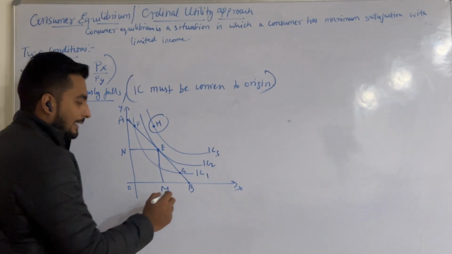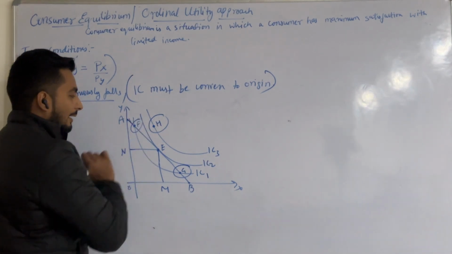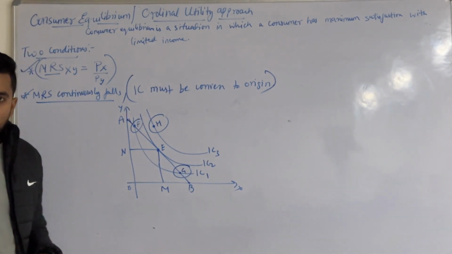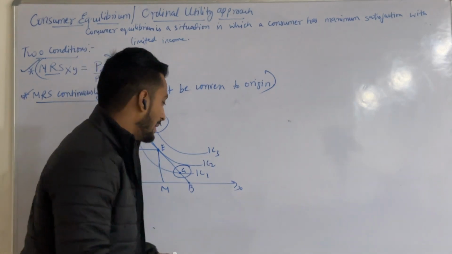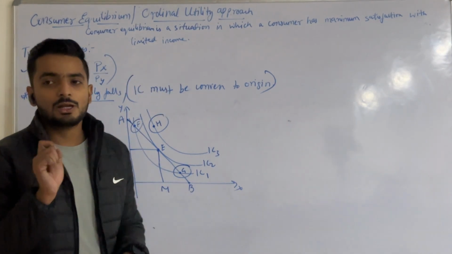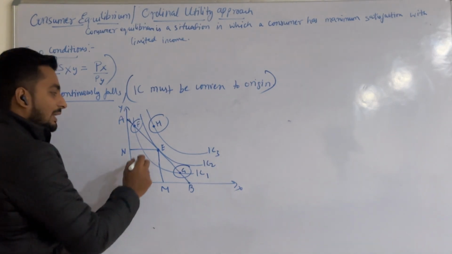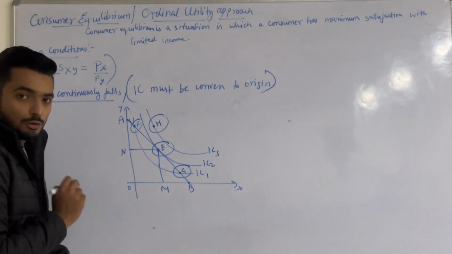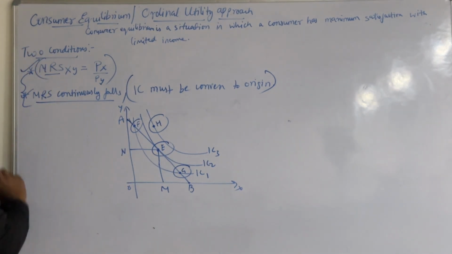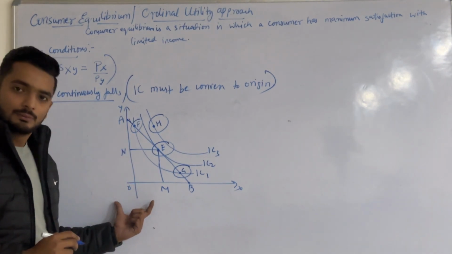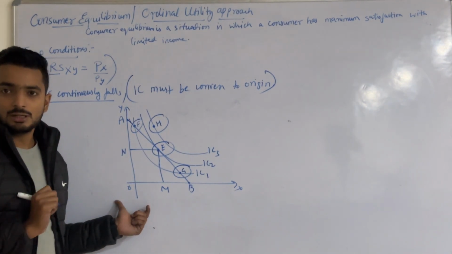Why is he not in equilibrium at points G and F? Because they are on a lower indifference curve. It is not giving him maximum satisfaction. He has a budget to buy, but it will not give him maximum satisfaction. So maximum satisfaction he will get at point E because both the conditions are followed there, that is MRS XY equal to PX upon PY, and the indifference curve must be convex to the origin.